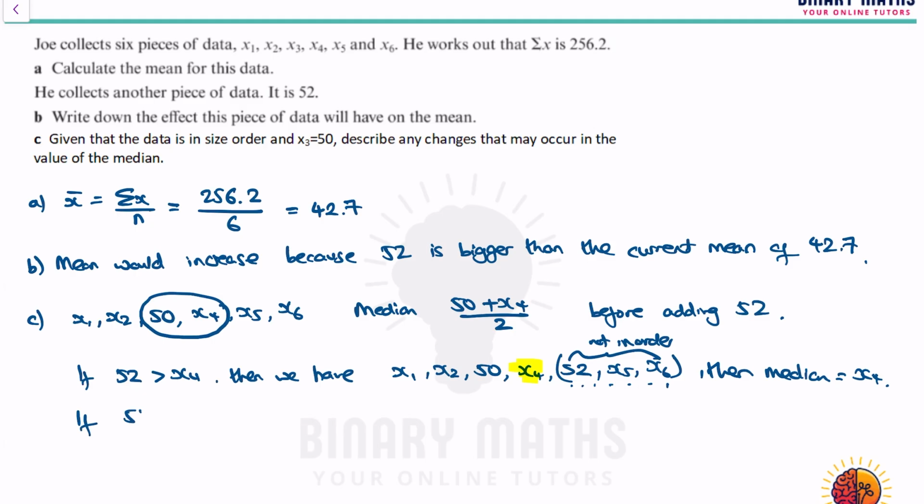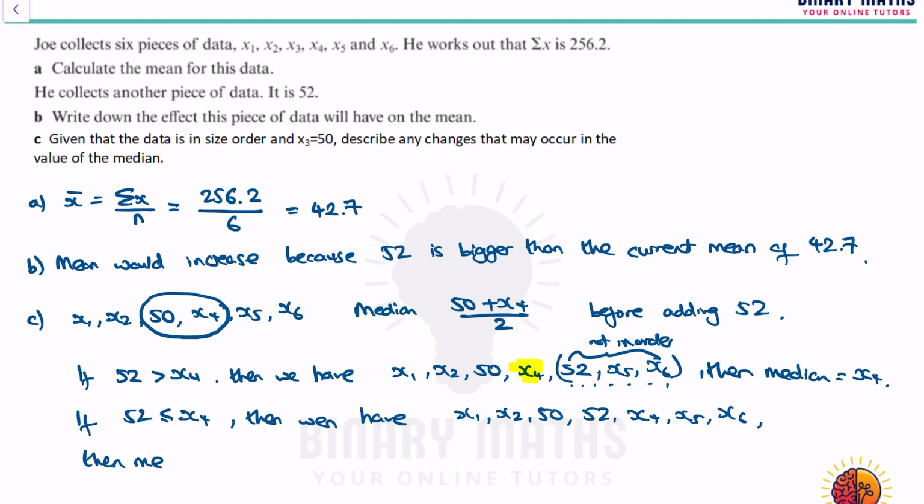If 52 is less than or equal to x4, then we have x1, x2, 50, 52, then x4, x5, and x6. Then the median will be, oops, undo. Because we have 7 numbers, the median will be 52. Then median will be equal to 52. So those are 2 different scenarios you get. So case 1 and case 2.